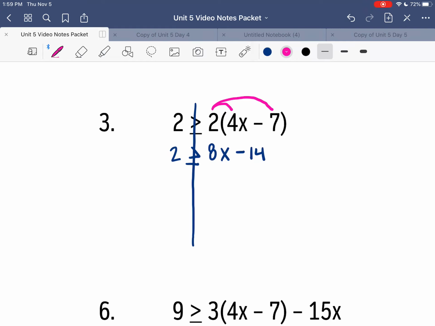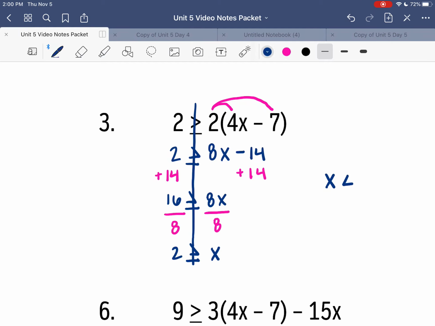I'm trying to get the x by itself, so I can move things away from the side with the x. So I'm going to add 14 on both sides. 2 plus 14 is 16. It's greater than or equal to 8x. And now to get that x by itself, we divide by 8, which gives me 2 is greater than or equal to x. And now, that's fine, that's correct, but we usually like to see the x on the left just because it makes a little bit more sense to us. So if I reverse it, I'm going to write it as x is less than or equal to 2. I'm allowed to switch sides as long as I also switch the sign.